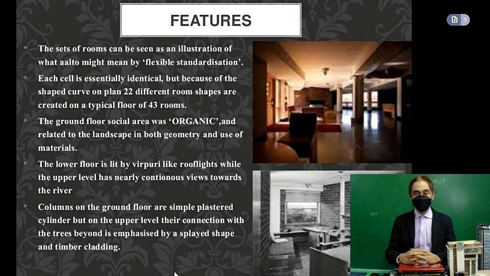The columns on the ground floor are simple plastered cylinders, but on the upper level their connection with the trees beyond is emphasized by splayed shape and timber cladding.